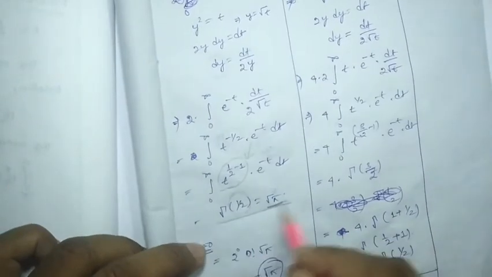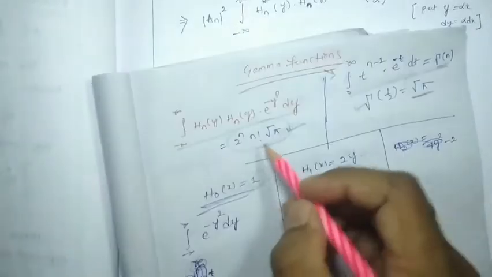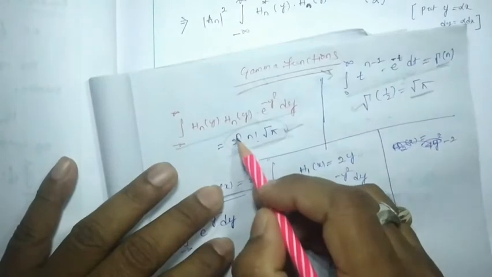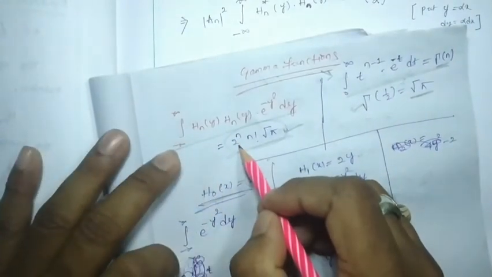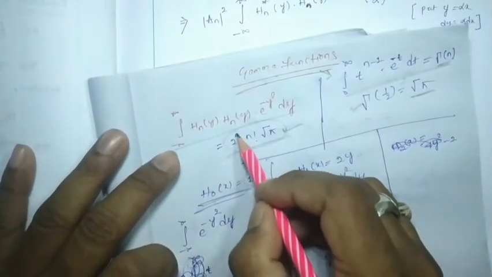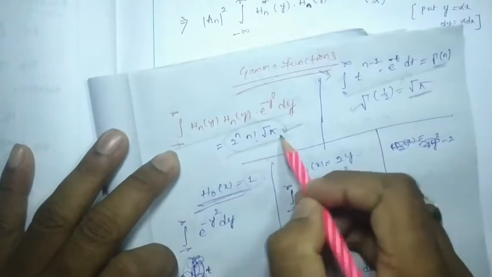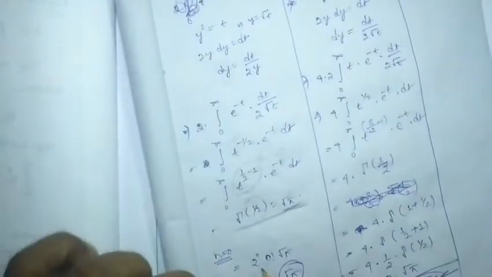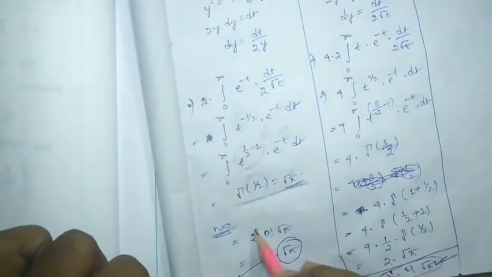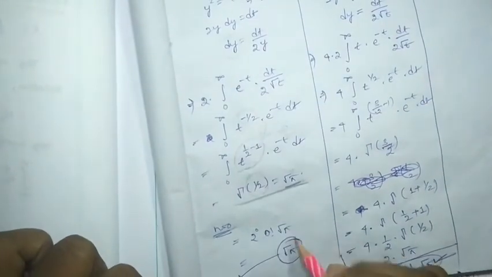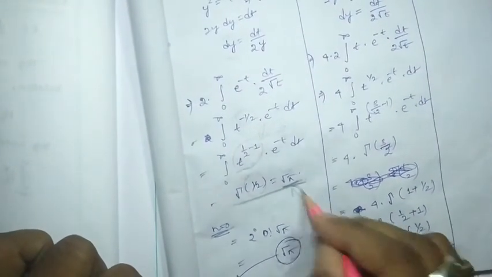Now if we compare this value, we are going to take n equal to 0. So 2 to the power 0 equals 1, 0 factorial is 1, and we found only root pi. So for n equal to 0, 2 to the power 0, 0 factorial, root pi, we found root pi. In this way we found root pi.